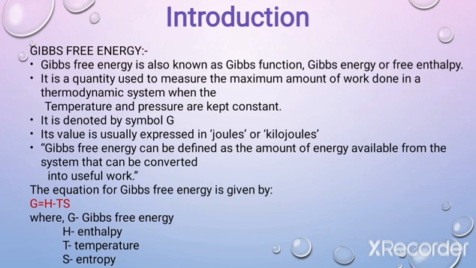Gibbs free energy can be defined as the amount of energy available from the system that can be converted into useful work. The equation for Gibbs free energy is G = H - TS, where G is the Gibbs free energy, H is the enthalpy, T is the temperature, and S is the entropy.